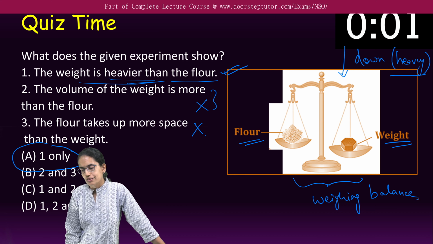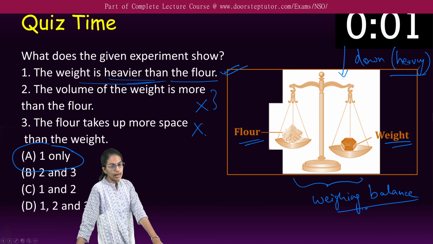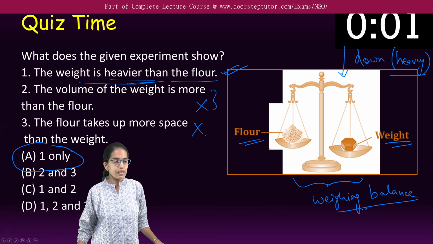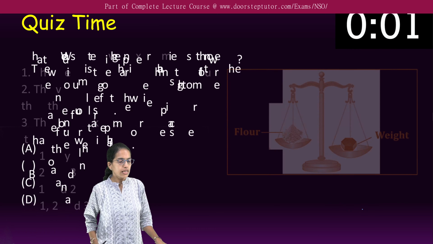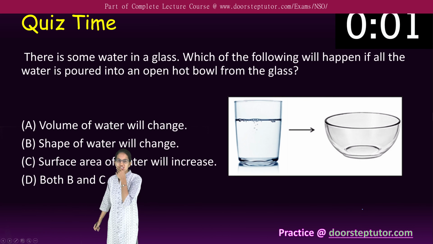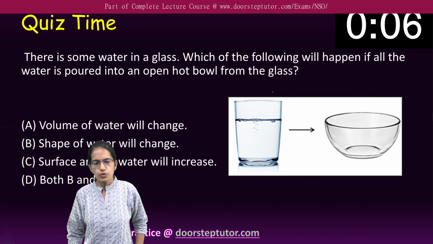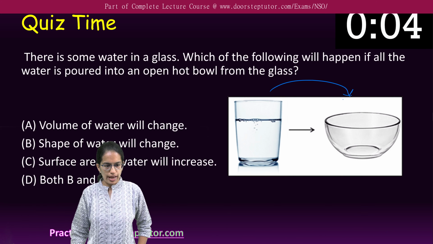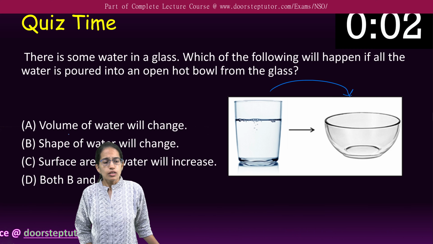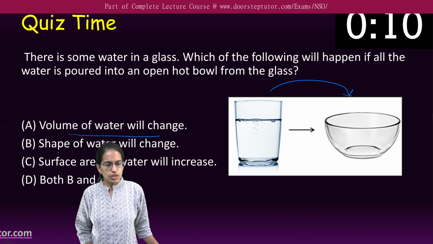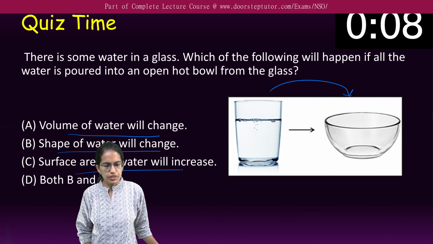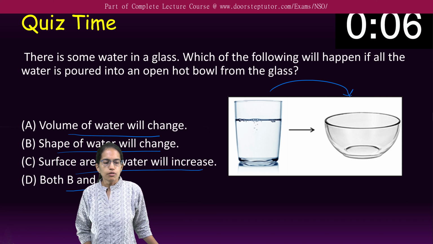Weighing balance, the only information that I can derive is which one of them is heavier and which one of them is lighter. The next question is, there is some water in the glass. I pour the water into the bowl. What would happen? Now, the volume would change, the shape would change, the surface area would change, or both B and C.